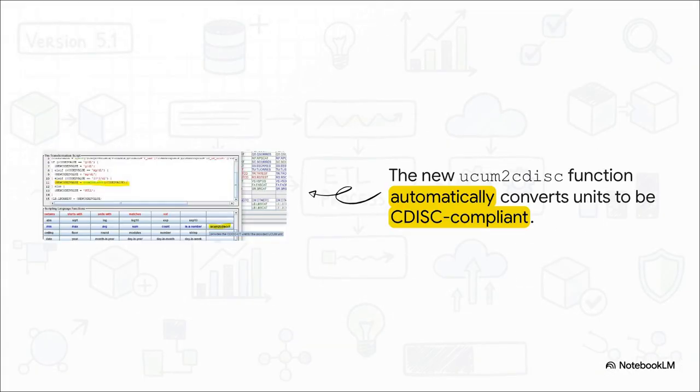Well, the solution is this brilliant new mapping function called ucum to CDISC. You just apply it to your unit variable, and it automatically does the conversion for you. So mg per ml just becomes g per l. No more writing complex if-then-else logic. It's simple, it's clean, and it seriously reduces the chance of making a mistake.